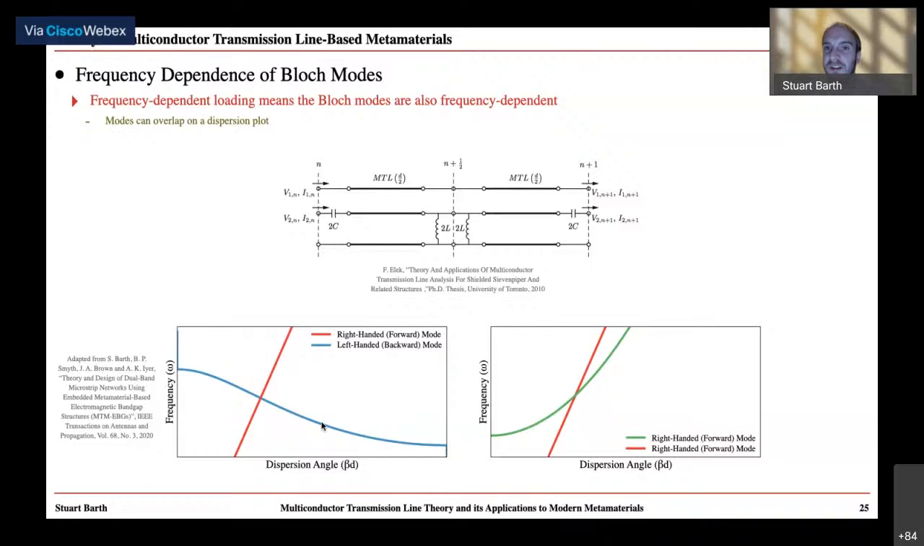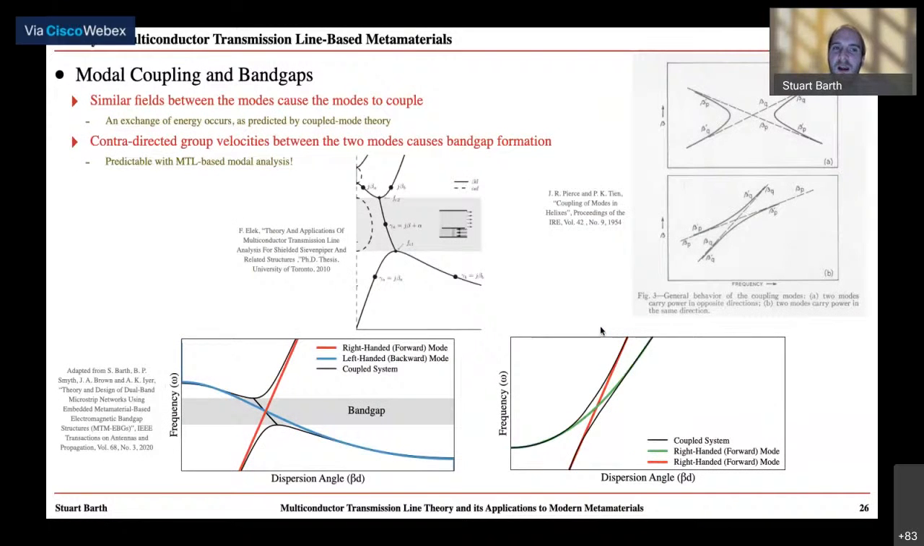And this is something you don't see in traditional, regular two-conductor transmission line metamaterials. As well, we get other effects, such as the overlapping of two right-handed or forward modes. Now, the interesting part about this overlap is that when the modes have similar fields, they will actually start to couple with one another in regions where they're phase matched, or we say overlap on the dispersion diagram. So we understand through previous work that there's an exchange of energy that occurs between these modes as predicted by coupled mode theory.